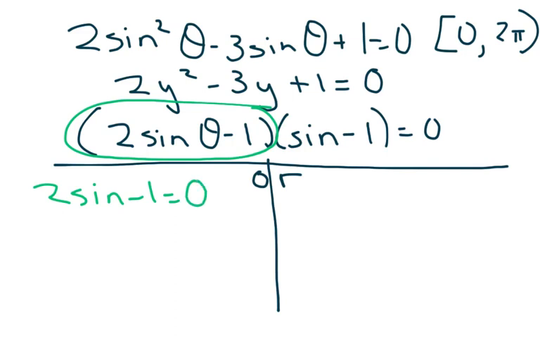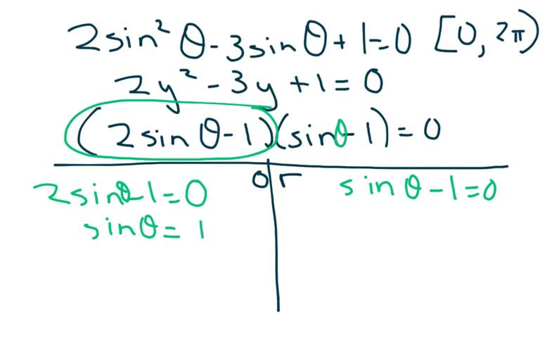We did this last class. And sine of theta minus 1 equals 0. Alright, so in this case, if you solve for sine, we'll add 1 to both sides, then divide by 2, so sine of theta equals 1/2. And if you look on your chart, sine of theta equals 1/2 at pi over 6 and 5 pi over 6.